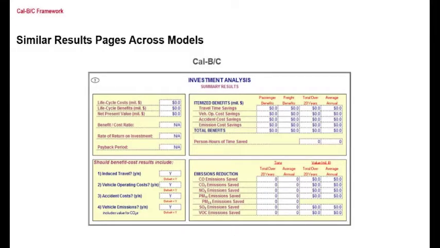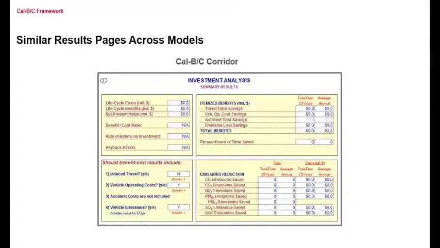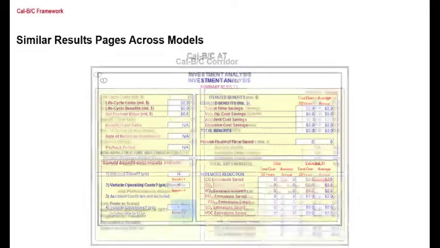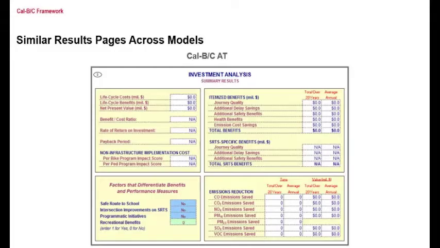So this is the CalBC regular, and this is the CalBC corridor. As you can see, they're pretty consistent. This is the CalBC active transportation summary result sheet, and as you notice, due to the nature of the project, we've included journey quality, additional delay savings, additional safety benefits, and health benefits. Whereas in the other models, you have the vehicle operating cost savings, travel time savings, emissions. So it's just additional because it's a different mode.